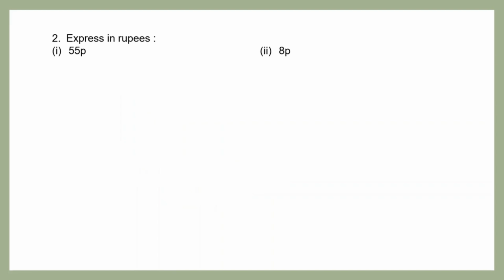Question 2 is expressed in rupees. So this time paise is given to us. We have to convert it to rupees. 55 paise is given. Remember, 100 paise make 1 rupee. So 55 paise will make how many rupees? So let's write that down as a whole number, 55 divided by 100. Now, whenever you convert paise to rupees, you have to divide. When it is the other way, rupees to paise, we multiply. Paise to rupees, we divide.